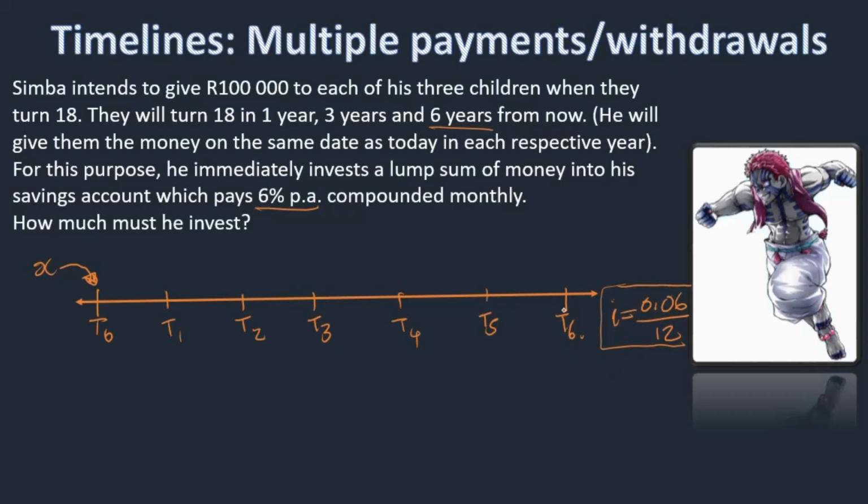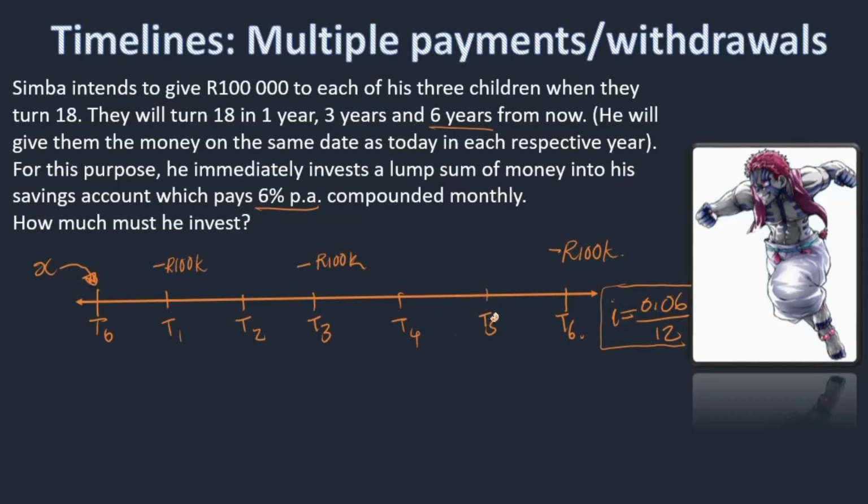And then so now the important part, it's the kids, right? 1 year from now, which is exactly here, he's supposed to give a child 100,000, 100K, right? And then in 3 years, another one will turn 18 again. So 1, 2, 3, another one will turn 18. So he needs to give out another 100,000, right? And then in 6 years, 1, 2, 3, 4, 5, 6, of course, another one turns 18. He must give 100K again, right?